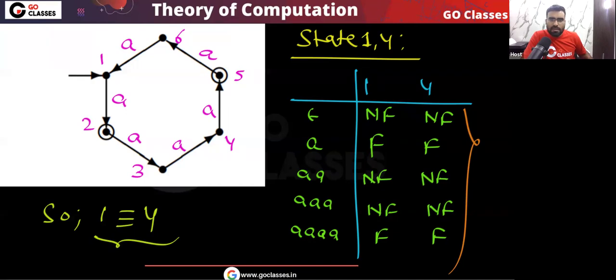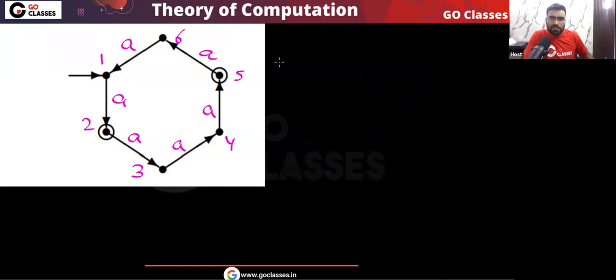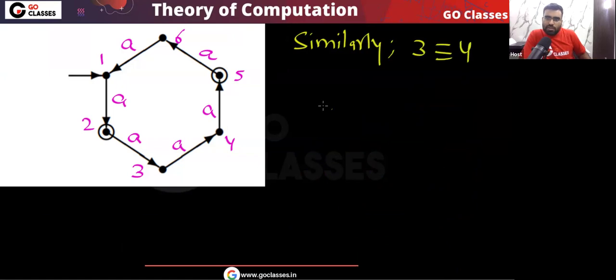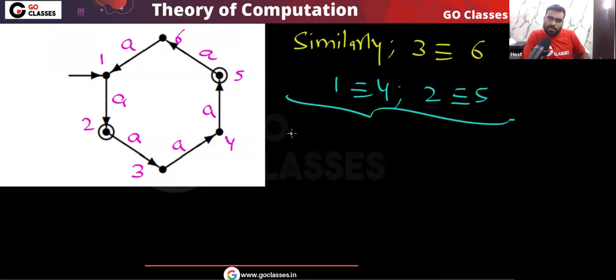Similarly, remember 3 comma 6 are also equivalent. Is this clear? Similarly, you can check that 3 is equivalent to 6. So I can say 3 is equivalent to 6. 1 is equivalent to 4, 2 is equivalent to 5. So finally, in the minimal DFA, how many states are there?